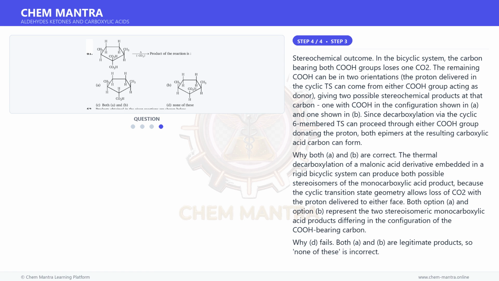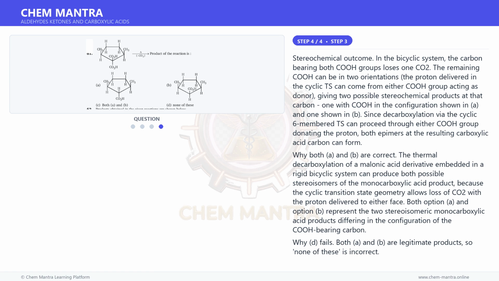The thermal decarboxylation of a malonic acid derivative embedded in a rigid bicyclic system can produce both possible stereoisomers of the monocarboxylic acid product, because the cyclic transition state geometry allows loss of CO2 with the proton delivered to either face. Both option A and option B represent the two stereoisomeric monocarboxylic acid products differing in the configuration of the CO2H-bearing carbon. Why D fails?